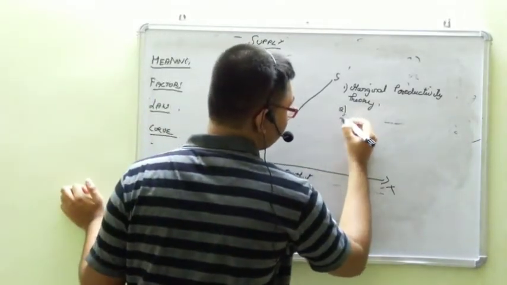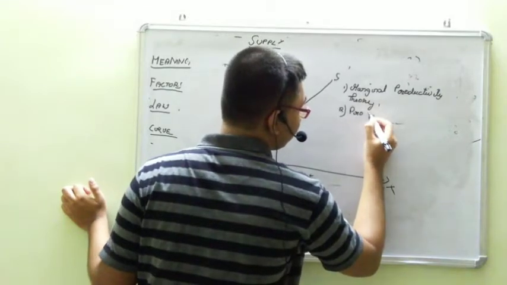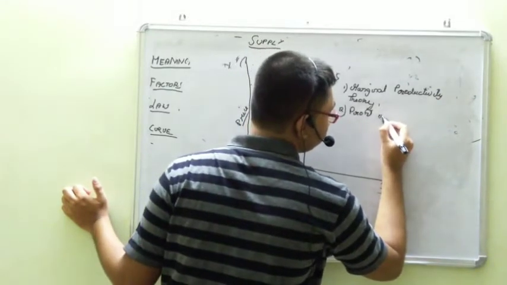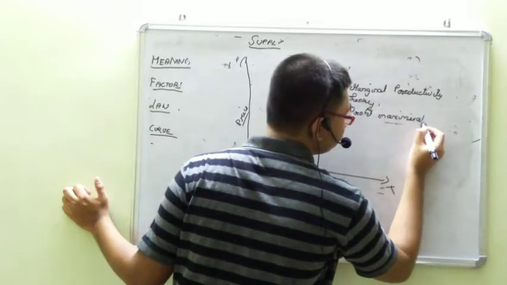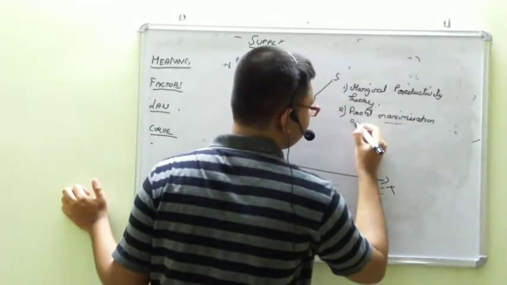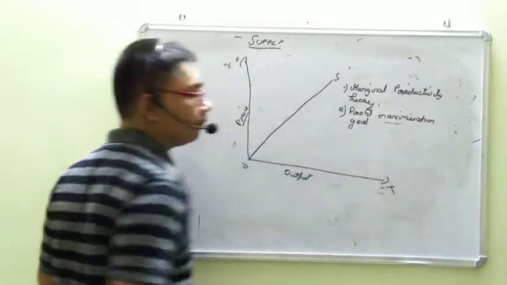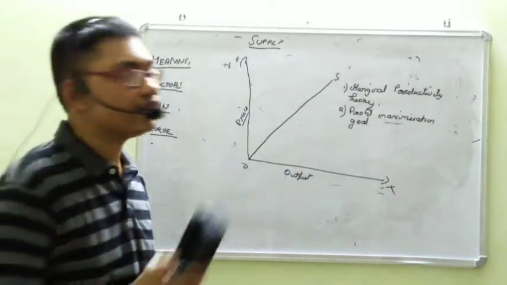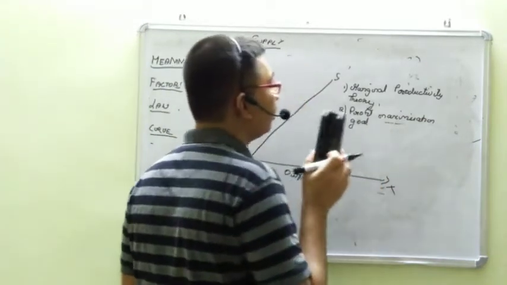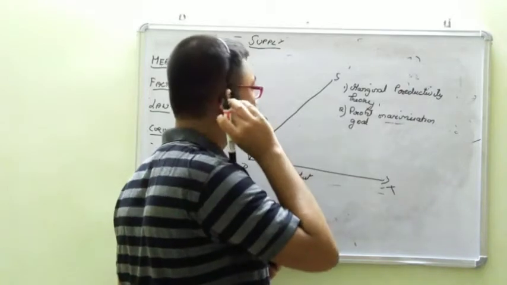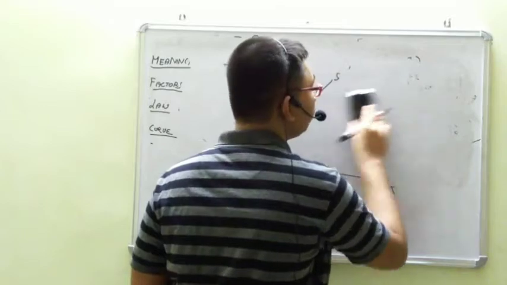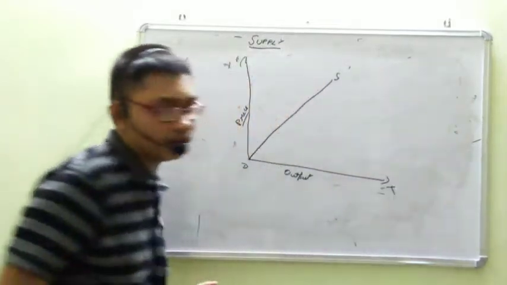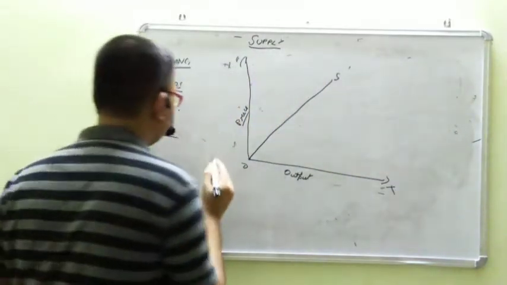The second reason is the profit maximization goal. This is the thing, because the producer needs to maximize his profit and he will be able to do that only if price goes up. These are the two reasons which are suggested for the upward slope of the supply curve.